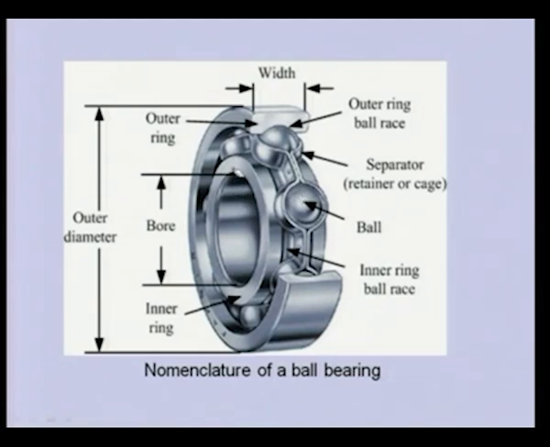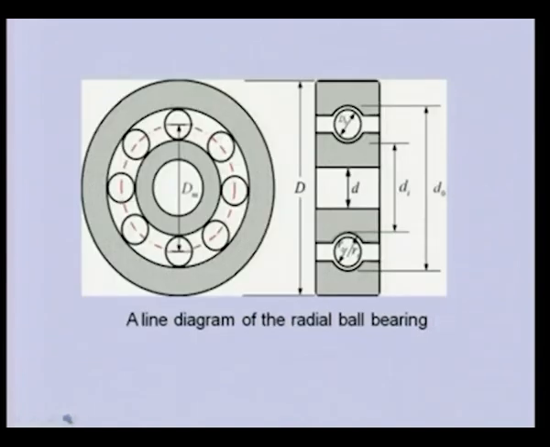There are other dimensions like the bore, where the shaft will go, and the outer diameter. The housing dimensions we need to make of a size so that the bearing can go in the housing. This is the width of the bearing. So this is the basic nomenclature of the ball bearing.